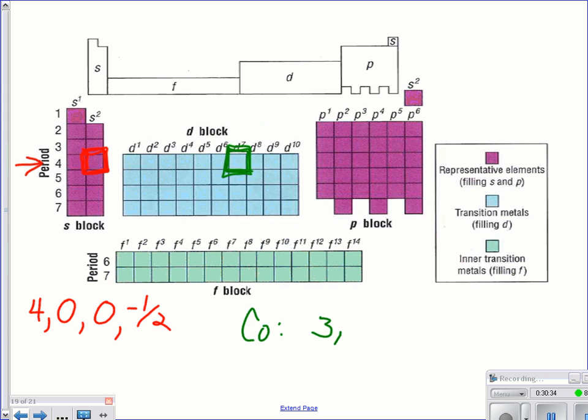What are you going to say for your second quantum number? 2, because it's in the D block. Third quantum number. And it's going to be anywhere from -2, -1, 0, +1, +2. That's halfway. -2, -1, 0, +1, +2. So it's going to be a -1. And then tell me about your last one. Is it an up or down arrow? Down arrow, so it's going to be -1/2 again. All right, that's it. So nicely done.